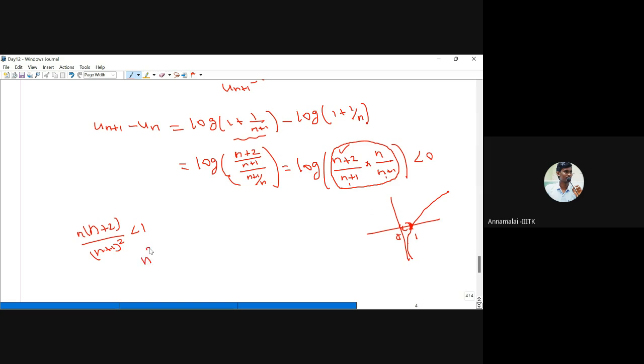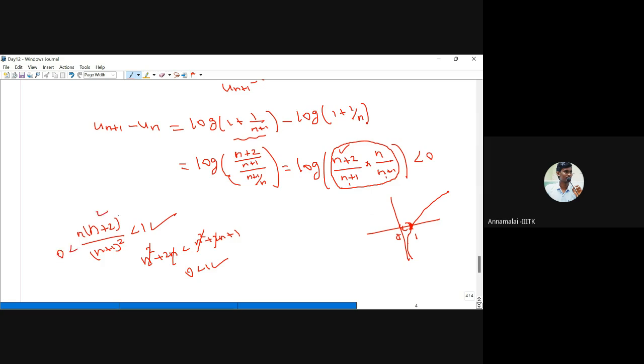Now n square plus 2n is less than n square plus 2n plus 1, sorry. We can cancel n square, we can cancel 2n, so we get 0 less than 1. Yeah, it is true. Okay, so log of this number lies between 0 and 1 because everything is a natural number, so it is always positive.